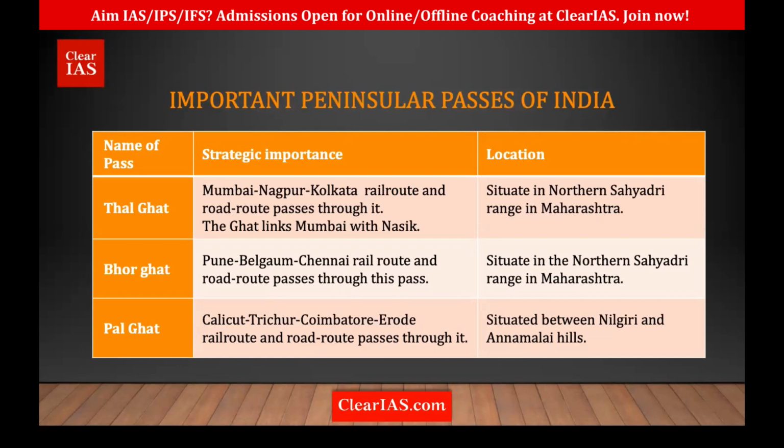Thal Ghat and Bhor Ghat are in the northern part of the Western Ghats. Thal Ghat connects Mumbai to the rest of the Deccan Plateau region. Bhor Ghat connects Pune to the rest of the Deccan Plateau region. All the important roadways and railways are through these passes. Palghat is between the Nilgiris and Annamalai, and through that it connects the districts of Kerala to Tamil Nadu, that is the Coimbatore, Erode region. So those are the important passes in the south.